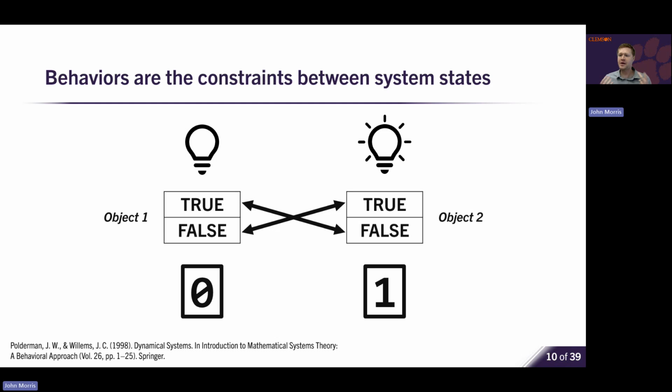These different constraints are the mathematical way of explaining behavior, and this goes back to the works of people like Jan Williams, systems engineers who have really gone through and identified the mathematical way of describing system behavior as constraints between system states. We can take these behaviors and apply them to our digital twin. We can say that if you have a 0, the other display should be a 1, and vice versa. 1 should go to 0.